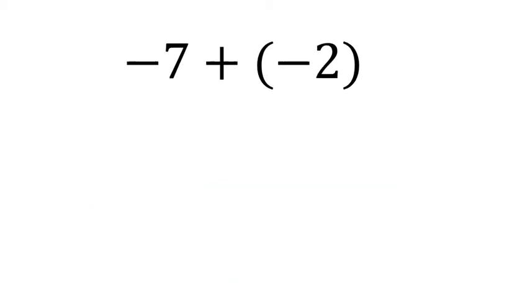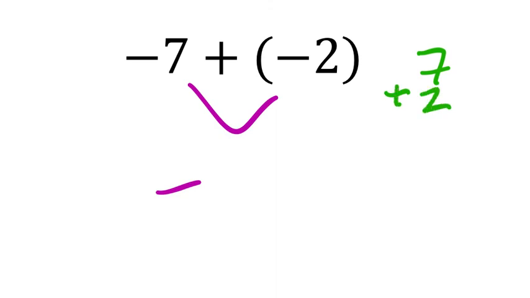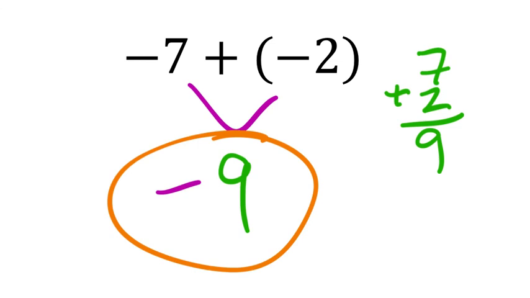All right, two values on this one to add together. They're both negative, so I know my answer is going to be negative. Since they're the same sign, though, I'm going to add the two values. 7 plus 2, which is 9, makes my final answer a negative 9.